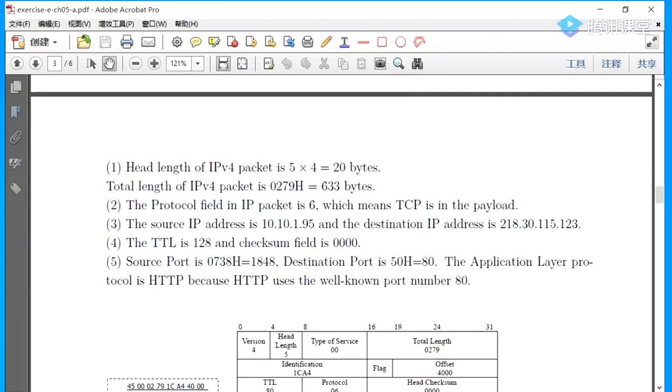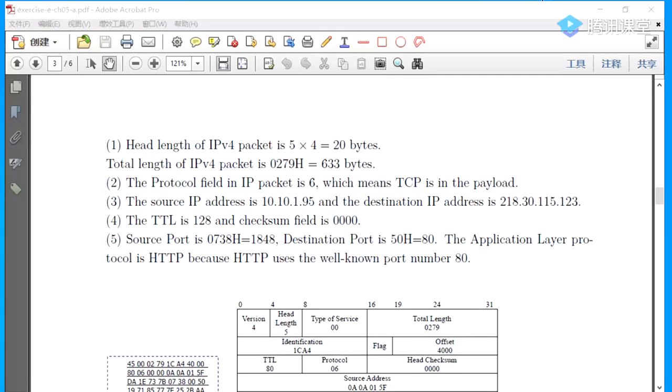the total length of IPv4 packets. 279 in hexadecimal notation actually is 633 bytes. The header length is... so this is the answer of sub-question 1.